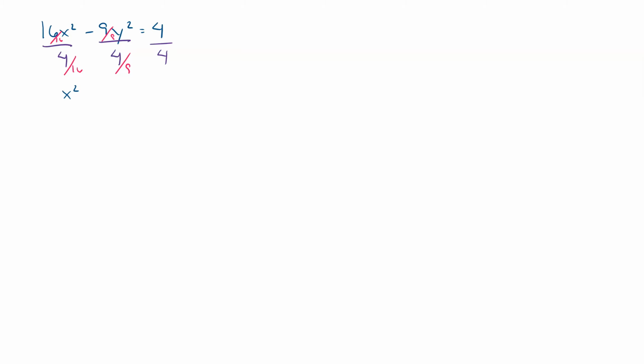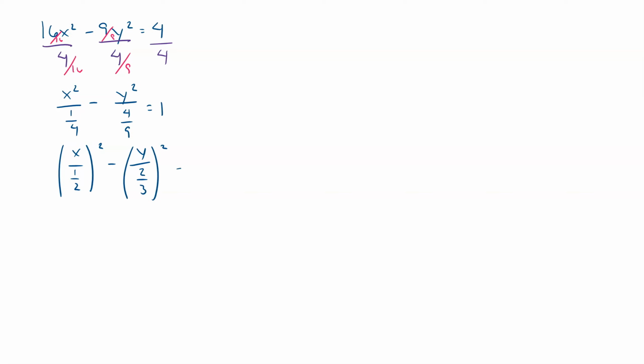And as we've seen before, we end up with x squared over 1/4 minus y squared over 4/9 equals 1, dropping the parentheses down. That gives us a hyperbola with a center of 0, 0, a horizontal displacement of 1/2, and a vertical displacement of 2/3.